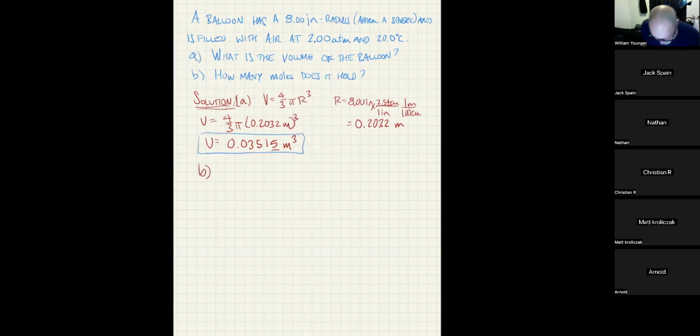So I'll write a B here. Now for part B, they want to know how many moles. Well, the ideal gas law says PV equals nRT. So that implies that n is going to be equal to PV over RT. So n is going to be the pressure, which is 2 atmospheres.